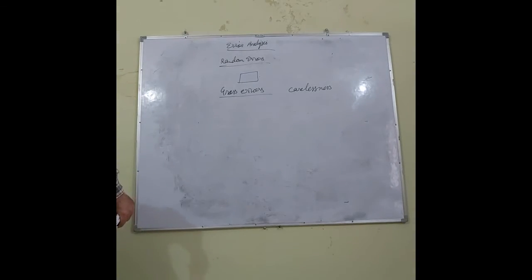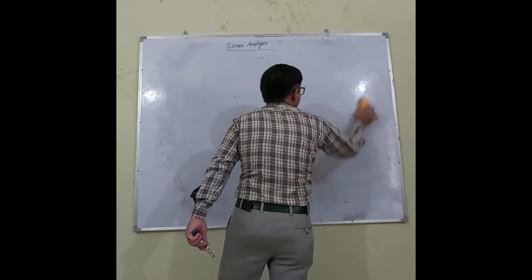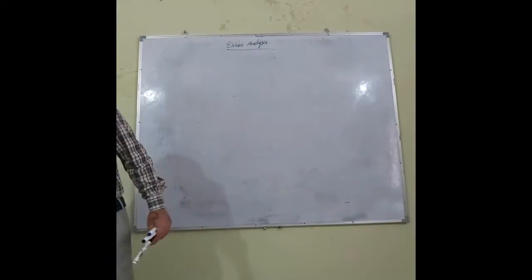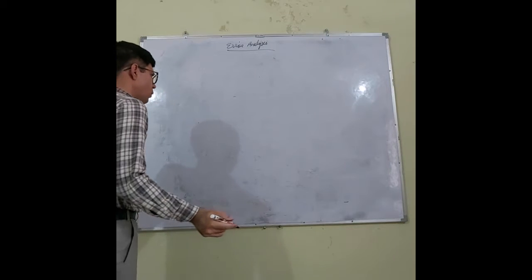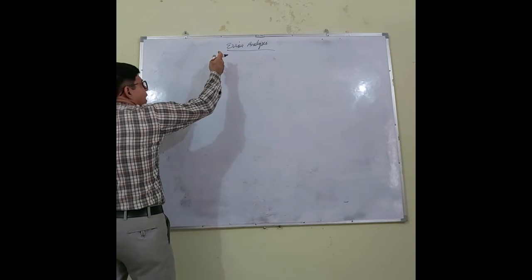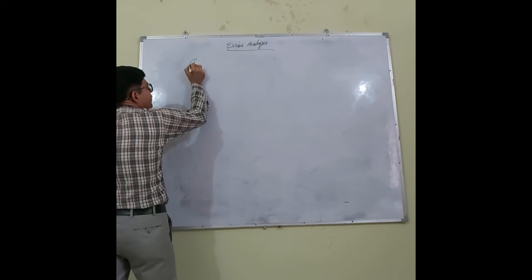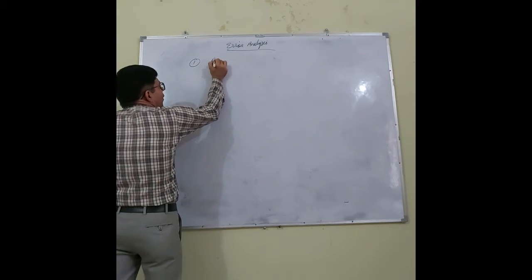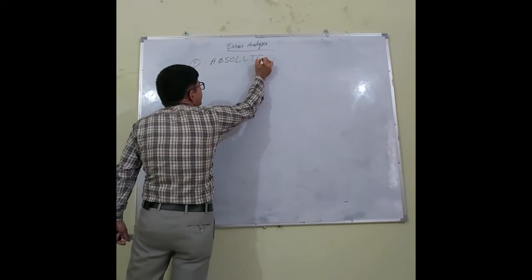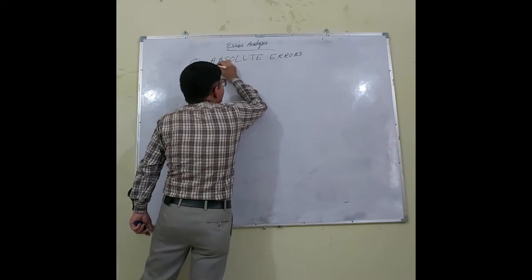Now, after discussing this, let's move to an important topic about the measurement of errors. Based on the measurement, errors can be classified into three main categories. One is absolute errors. What is the meaning of the term absolute errors?